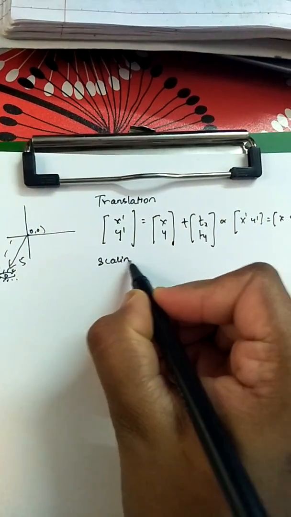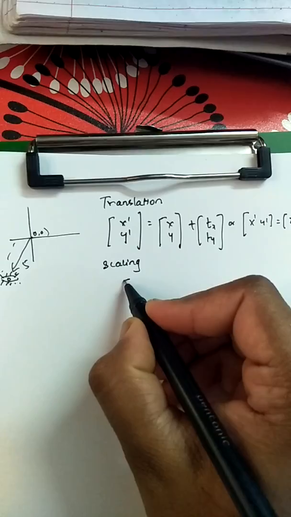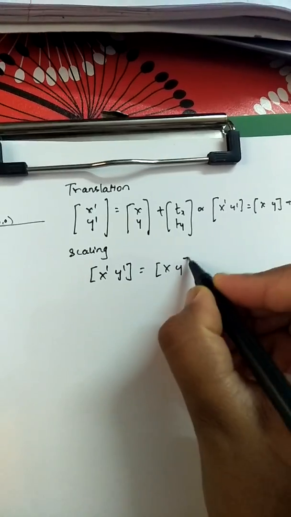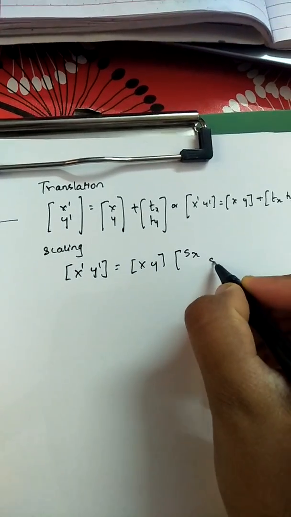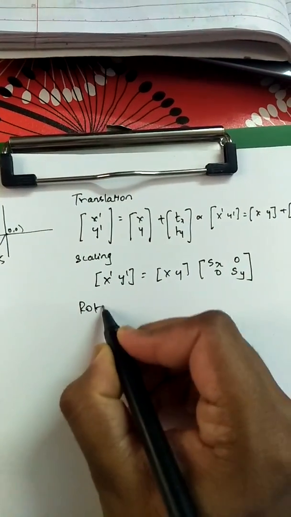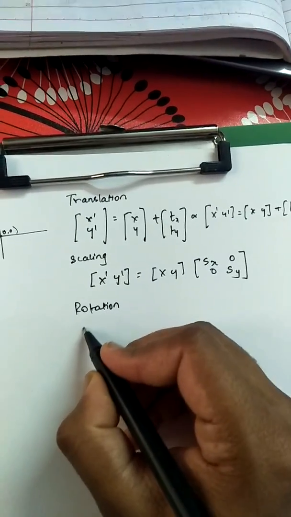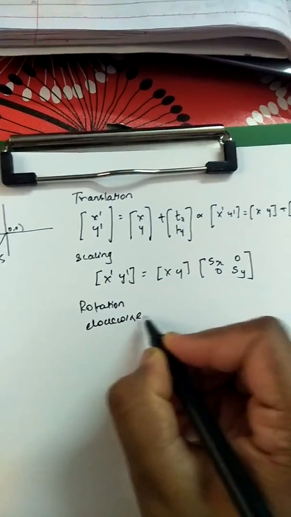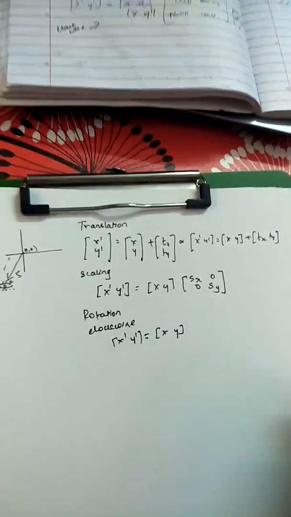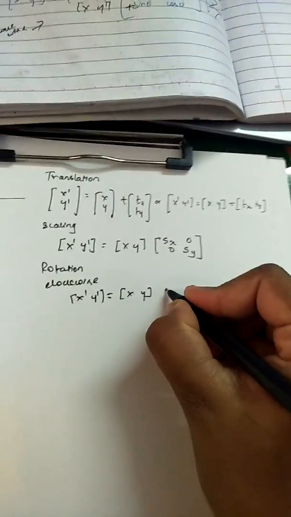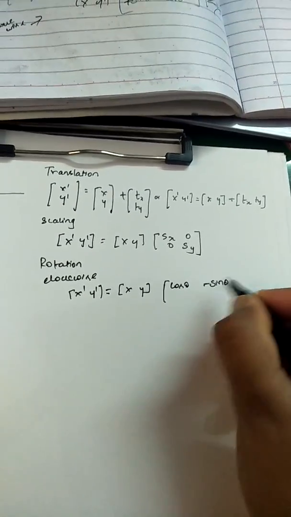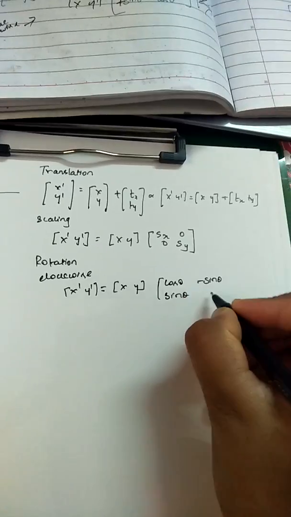Again, with respect to scaling, which is used to resize the shape of an object, the matrix equation is: new coordinates will be old coordinates multiplied by the scaling parameters. And with respect to rotation, if it is clockwise, the new coordinates will be the old coordinates followed by the matrix cos theta, minus sin theta, sin theta, cos theta.